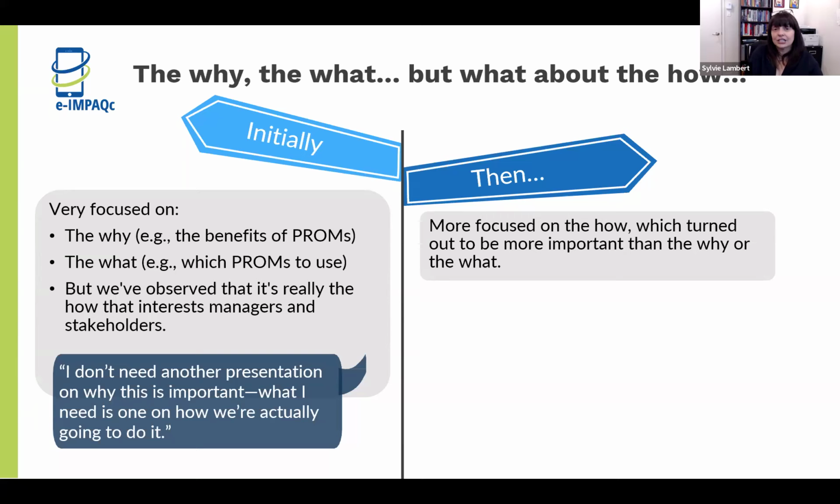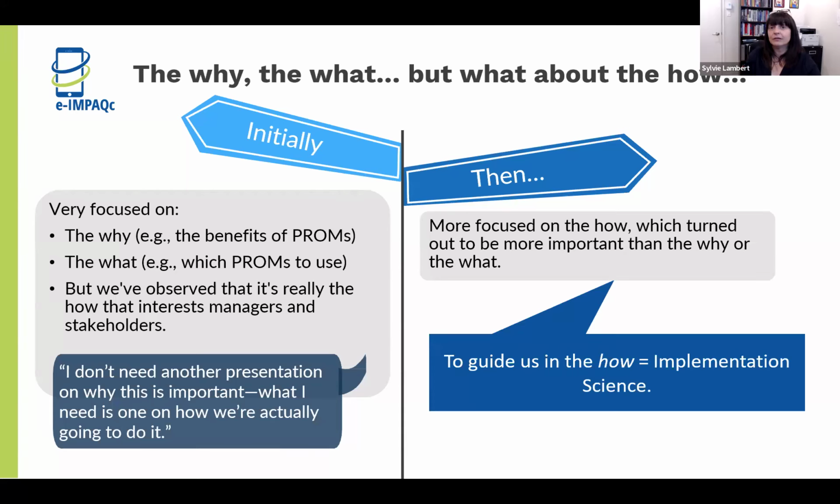I had a clinician who stopped me in one of these presentations, very similar to the first part of my presentation, after the slide where I said, well, the solution is PROMs. She stopped me and said, I don't need another presentation on PROMs. I know these work. I need you to tell me how I get my patients tomorrow morning without creating burden on my team. So this is all about the how and implementation science.